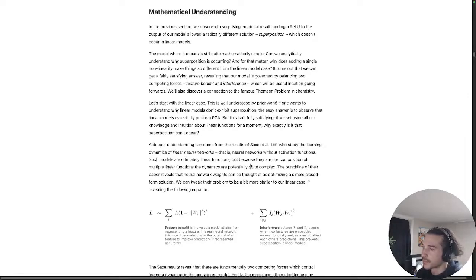Mathematical understanding. In the previous section, we observed a surprising empirical result. Adding a ReLU to the output of our model allowed a radically different solution, superposition, which doesn't occur in linear models. The model where it occurs is still quite mathematically simple. Can we analytically understand why superposition is occurring? And for that matter, why does adding a single nonlinearity make things so different from the linear model case? It turns out that we can get a fairly satisfying answer, revealing that our model is governed by balancing two competing forces, feature benefit and interference, which will be useful intuition going forwards. We'll also discuss a connection to the famous Thomson problem in chemistry.